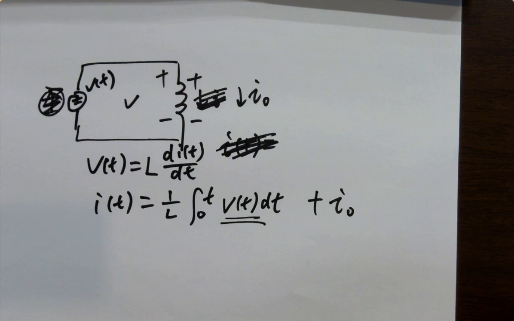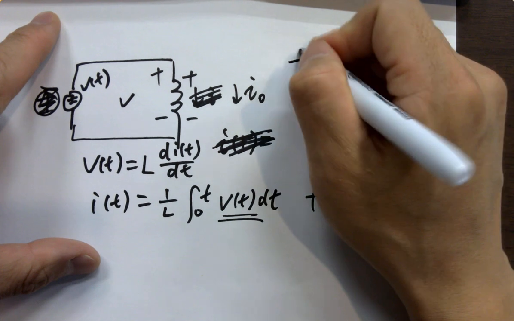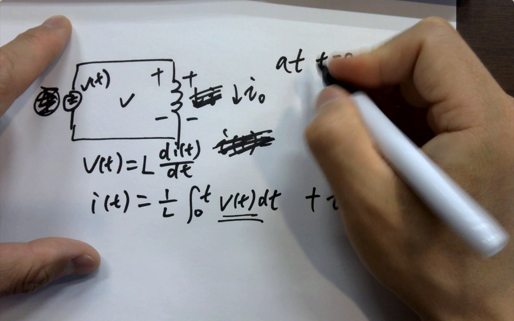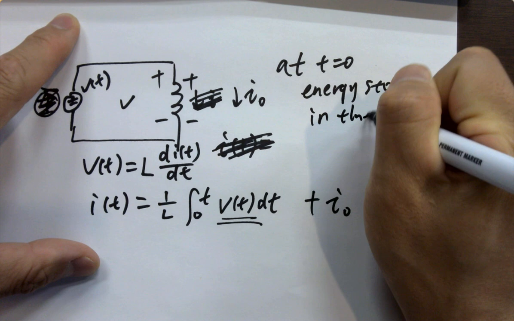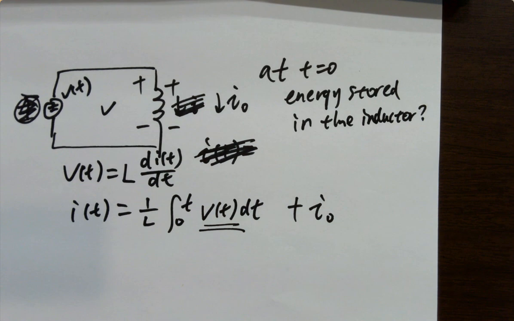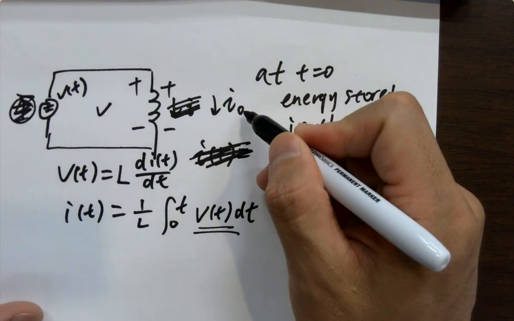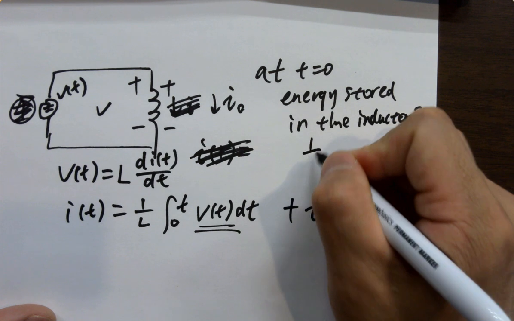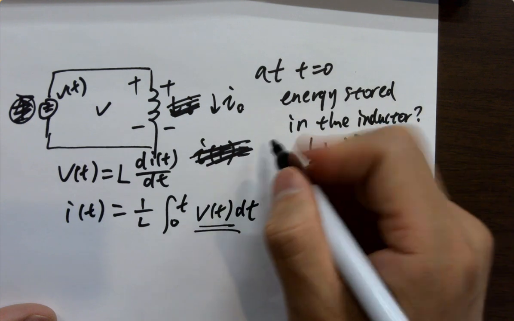Let me see if there's another one. If I tell you that there's an initial current stored in the inductor, so at t equals 0, what's the energy stored in the inductor? I0, yeah. So the energy is a half L times I0 squared. Okay, that's how you calculate energy.